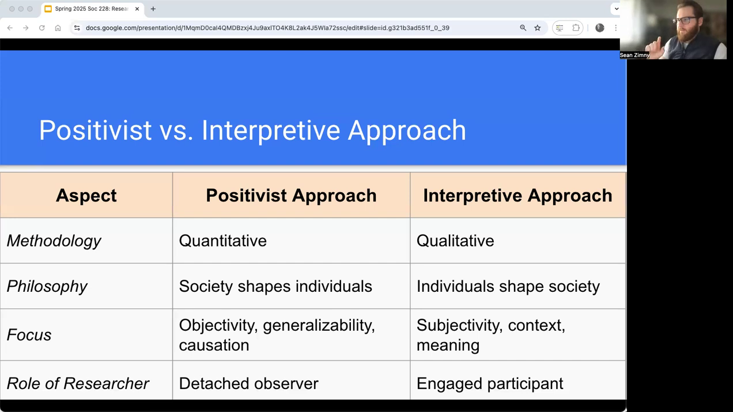chart. But I wanted to really highlight the role of researcher at the bottom here. Because the role of researcher is kind of the important, maybe more defining feature here. So positivist approach, you're more of a detached observer, whereas an interpretive approach, you're more of an engaged participant in that process, okay, as a researcher.